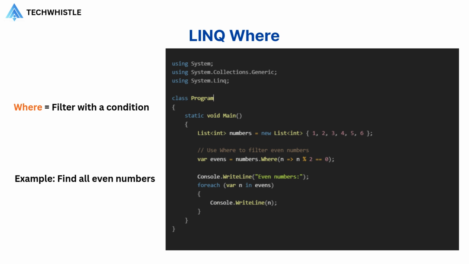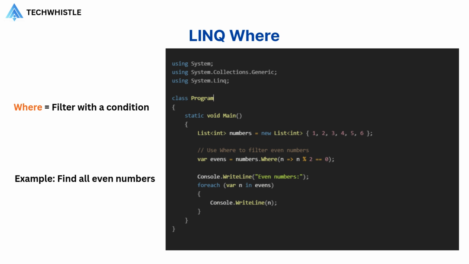numbers is our collection, the list of integers. Where is the LINQ method that filters this collection. You give it a condition, and it returns only the items that match that condition. Inside the parentheses, we write n => n % 2 == 0. This is a lambda expression. It basically says, for each number n, check if n modulo 2 equals 0. If that's true, then that number stays in the result. If it's false, that number is skipped.